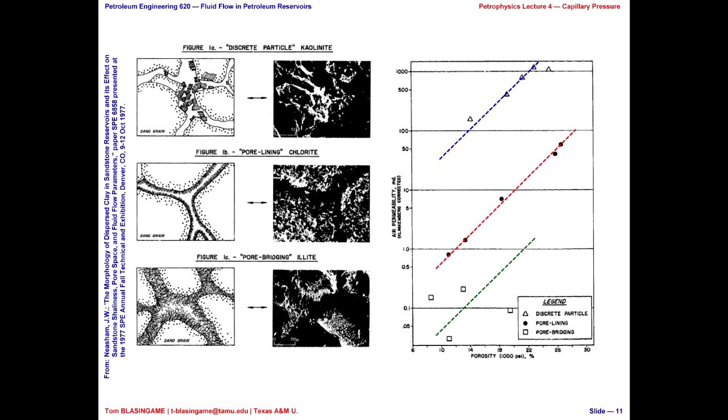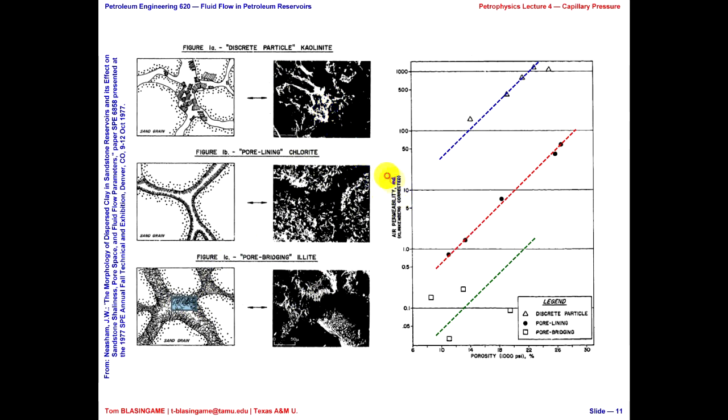Now the Excel files that I include, this is Neesham's work, and Neesham shows the effect of different clays. Clays are materials that precipitate inside the pores. You can have discrete particle kaolinite, which is a certain kind of chemical compound, and you can have pore lining chlorite, which is another kind of chemical compound. It's like little hairs, and then you can have pore bridging illite, which is like really long hairs, and you can see that it completely corrupts the pore path. And these are photomicrographs at the time. I know it's really hard to see, but you can see the fibers coming out here, and you can see the particles sort of here.